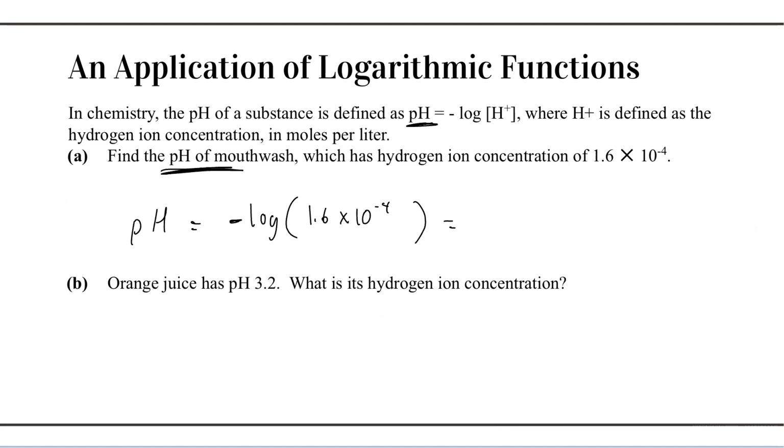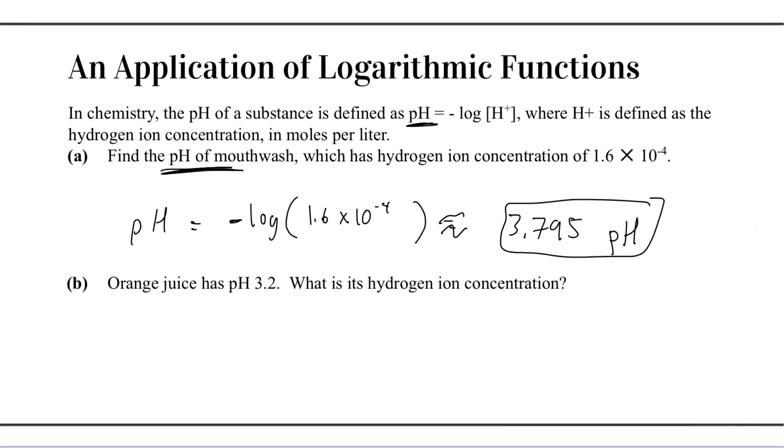So if you took negative log and then just typed in 1.6, multiplied that with 10 to the negative fourth, and evaluated that, it would give you something that's about 3.795 in terms of a pH level for mouthwash. So something that's quite a bit more acidic, since things are a little bit more neutral, like tap water at 7, right? So much more acidic when you have mouthwash, of course.